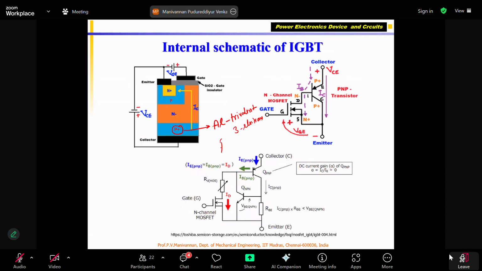Then phosphorus, P, is penta. Penta means 5 in Greek, correct? So 5 electrons are there in the outermost orbit. So it will become an N-type material if I add phosphorus. Already we know that aluminum will give a P-type material.